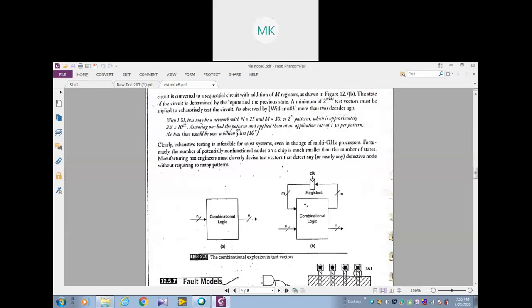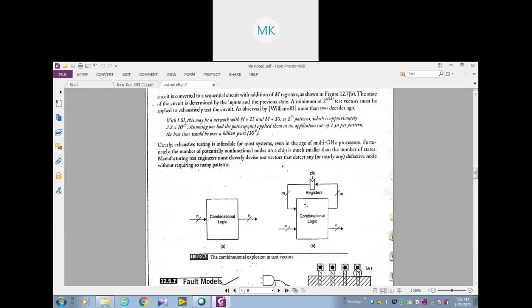Now let's take one example, the same thing, with LSI, large scale integration. With n equal to 25 and m equal to 50, we need 2 to the power of 75 patterns, which is approximately equal to 3.8 times 10 to the power of 22. Now assuming one had the patterns and applied them at an application rate of 1 microsecond per pattern, the best time would be over a billion years.